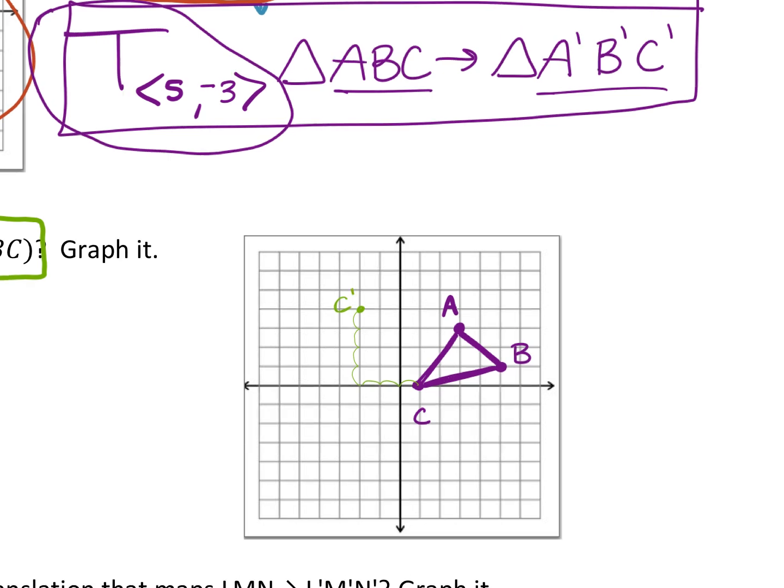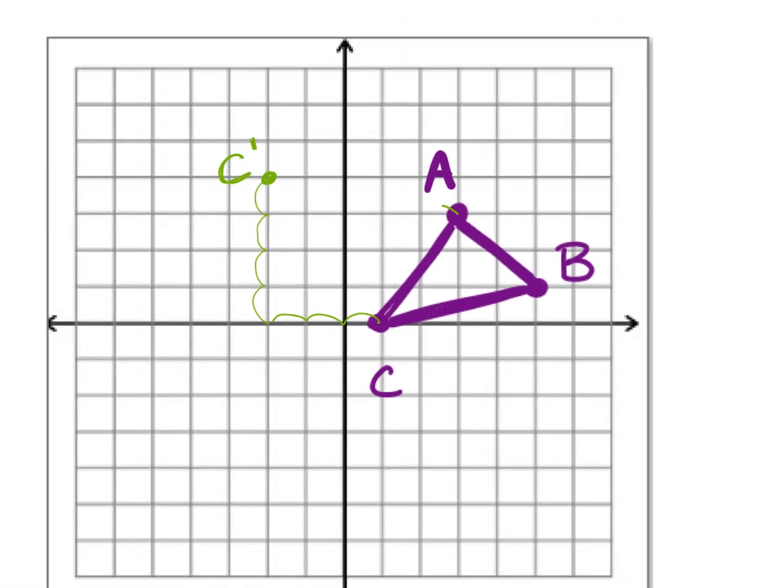So then you move your A. 3 to the left, 1, 2, 3, and up 4, 1, 2, 3, 4. That's your A prime. And then B, 1, 2, 3 left, 1, 2, 3, 4 up. And that'll be your B prime. And then draw that triangle in.